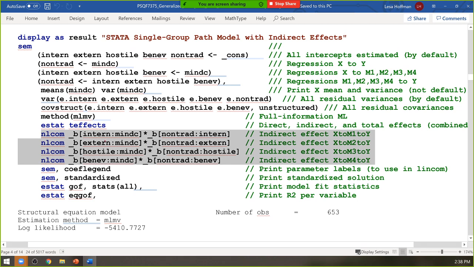So again, to figure out where these names came from, because these are not my own labels, they came from this command, coeflegend, right here. That's how you figure out how Stata is naming things. But in general, each of the regression paths starts with an underscore b, and then the y variable, colon, and then the x variable. So here is the analog to the MODEL INDIRECT in M+ that makes multiplicative combinations to form the indirect effects.